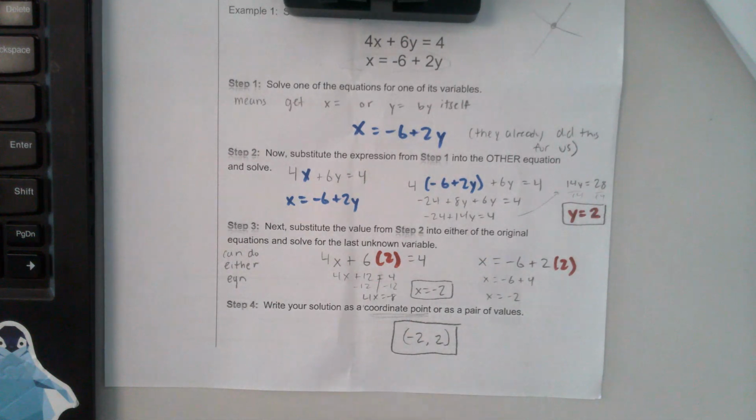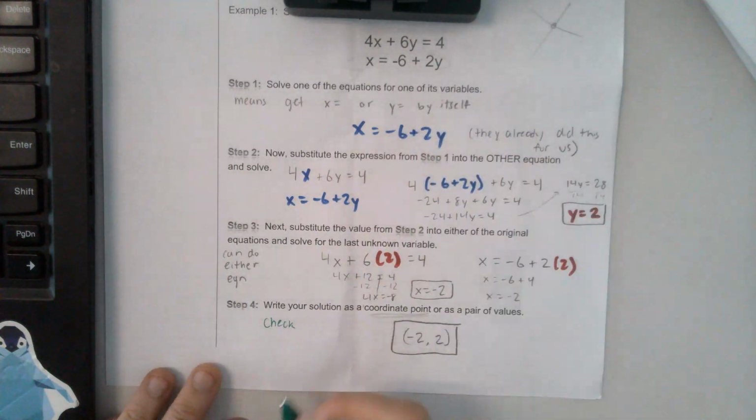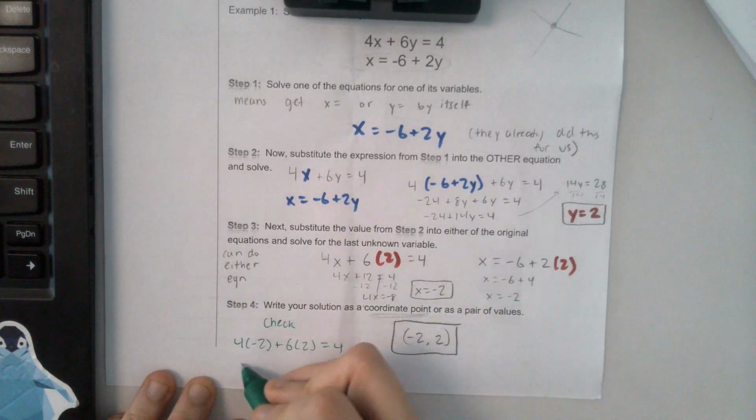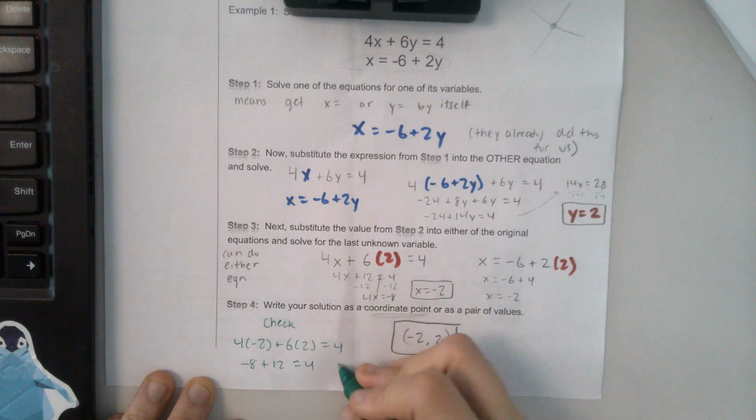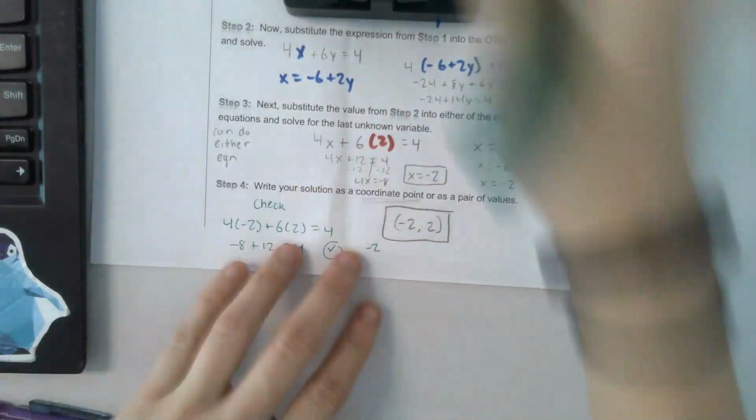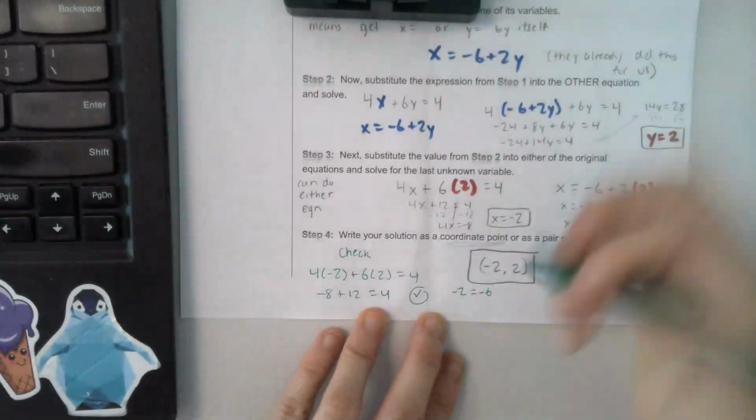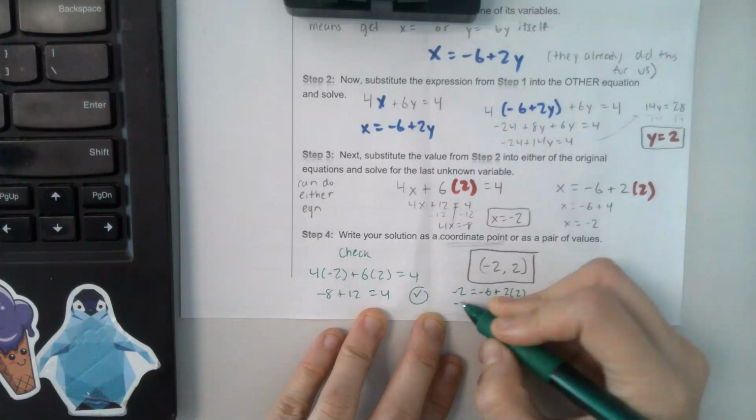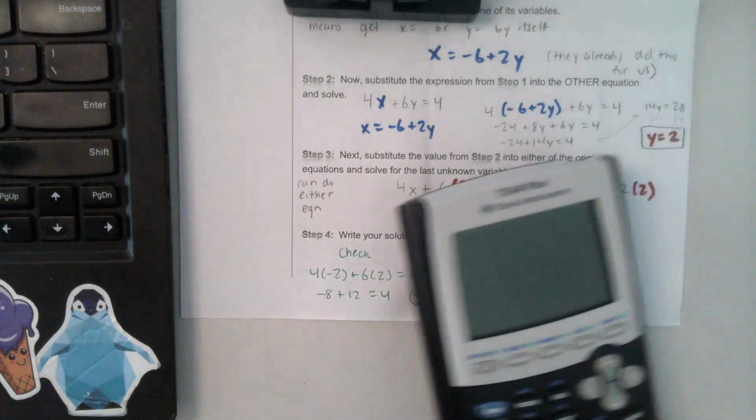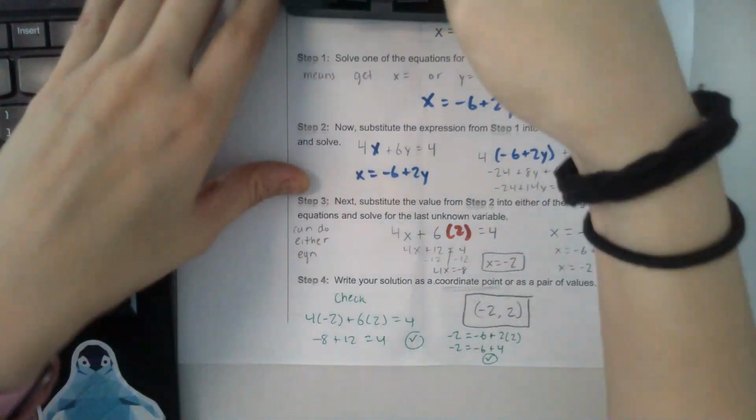And we can check this. We can check with our calculator, and we can check by plugging it in. Right? So if I had 4 times -2 plus 6 times 2 equals 4. So -8 plus 12 equals 4. This is true. And then I can check the other equation. -2 equals -6 plus 2 times 2. So -2 equals -6 plus 4. This is true. So you can check it algebraically, or you can even check it with your calculator, but then you have to turn them both into y equals. You have to get into slope intercept. So you can check either way.